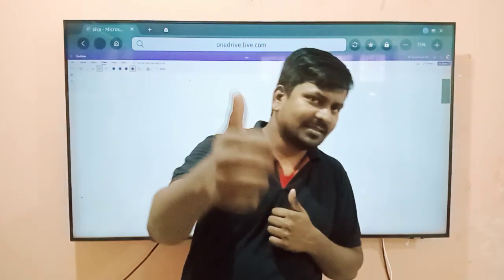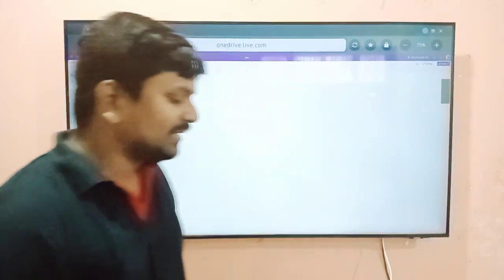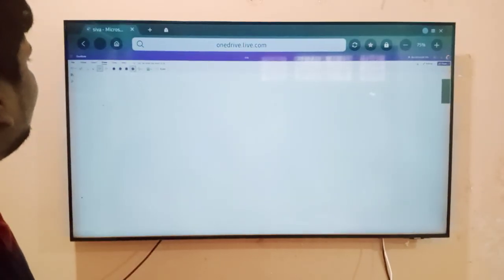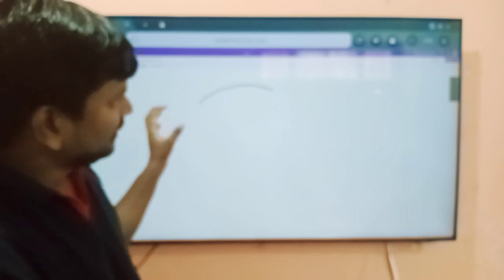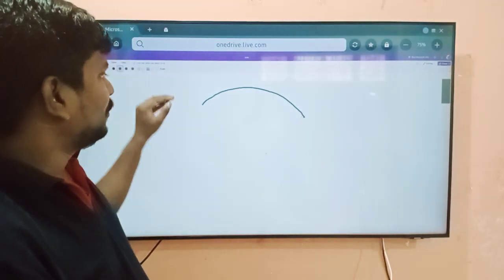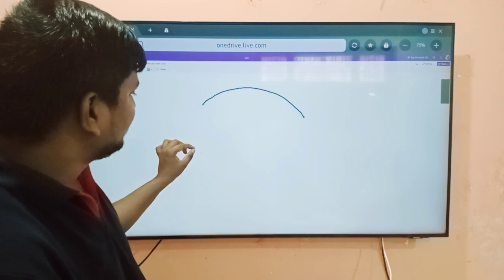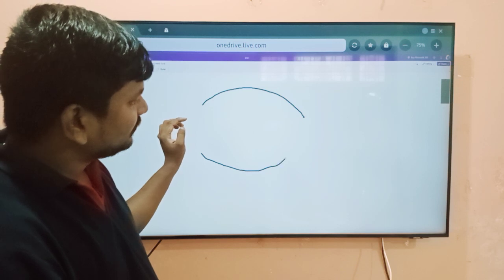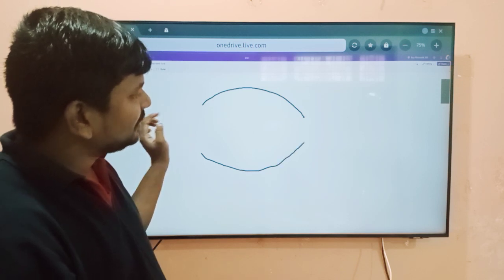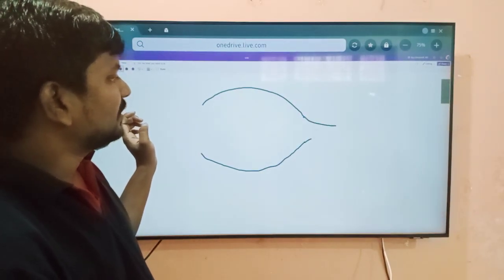Are you ready? Yes. Okay then, the human eye. Now you can see here, I'm taking the human eye. If I consider a round shape, you have to draw it like this. While drawing, you must draw like this, then take one more. Here you can start, then consider like this. Almost it will be an elliptical shape, right? Then you can take the optic nerve like this, and here also the optic nerve.